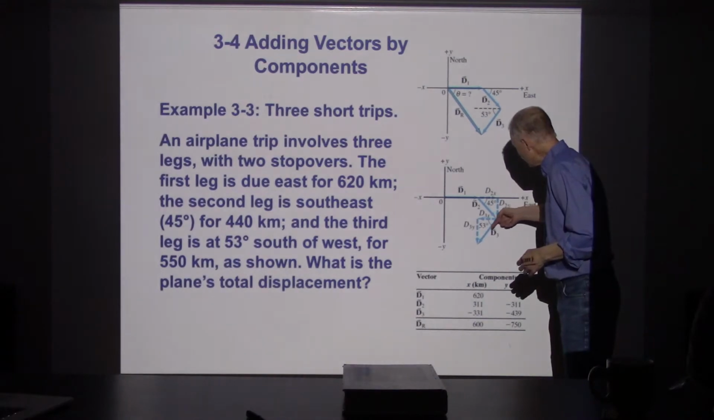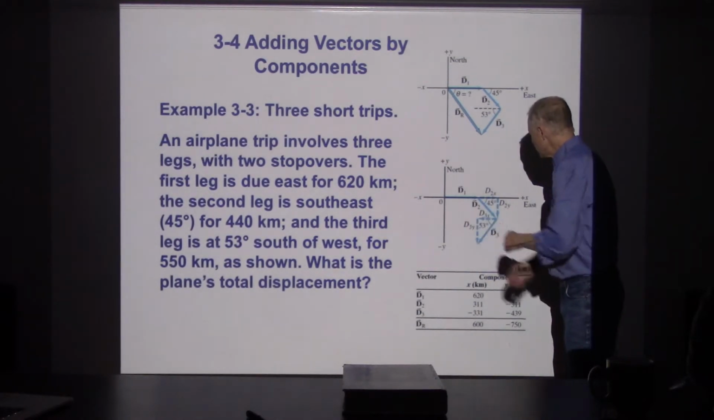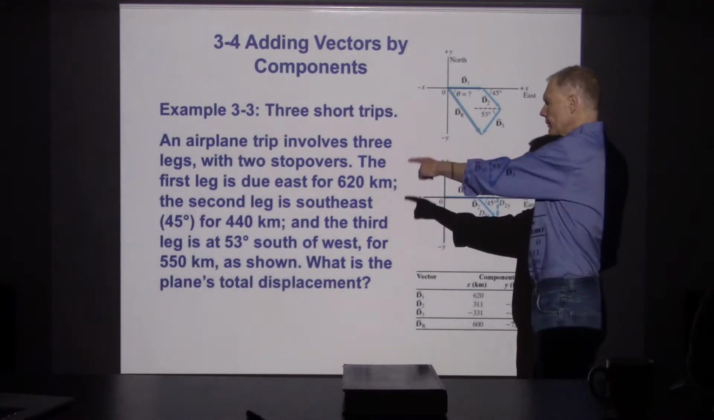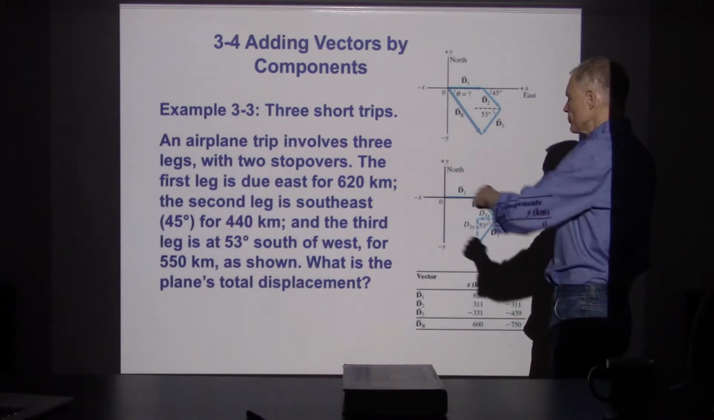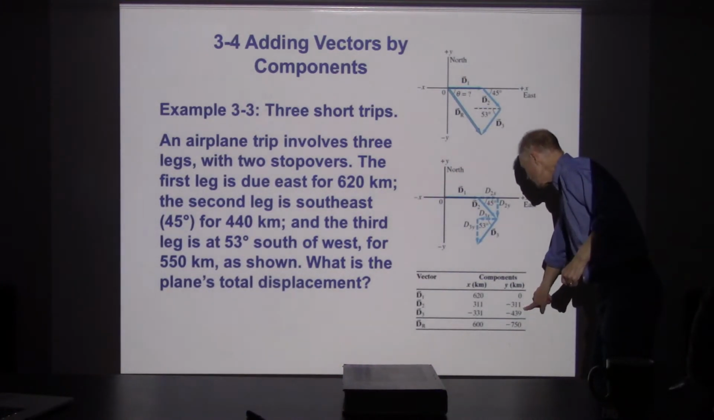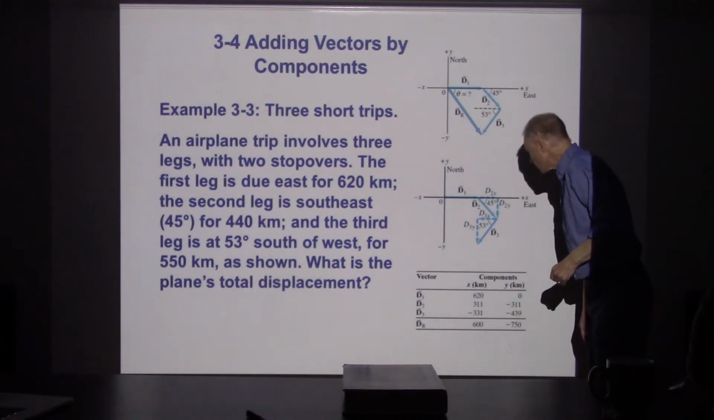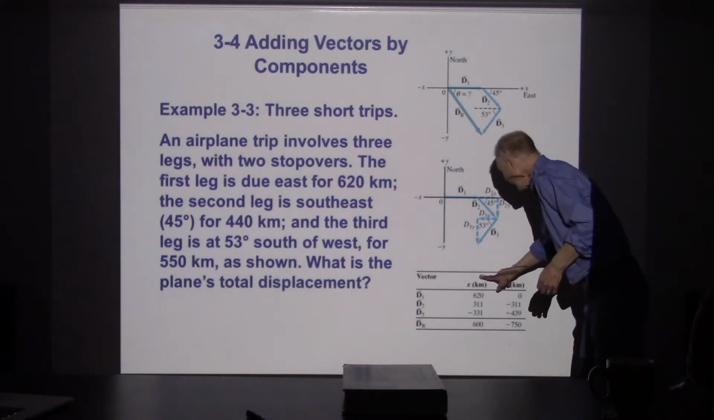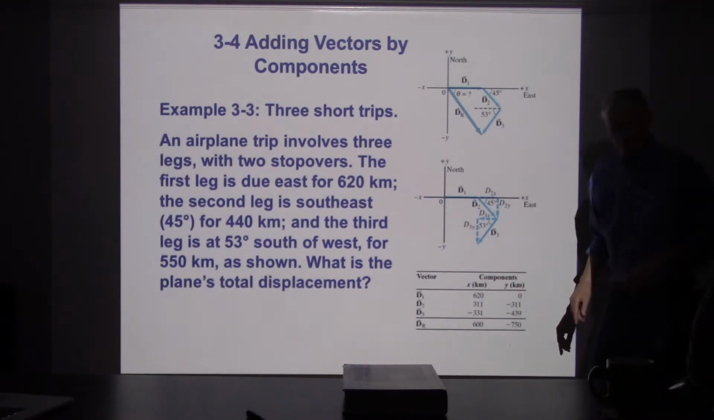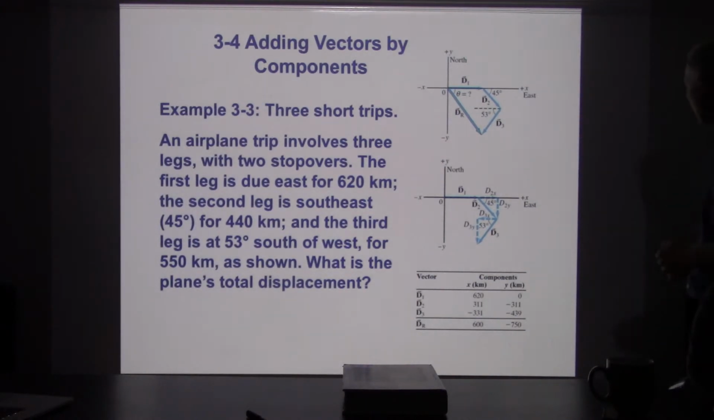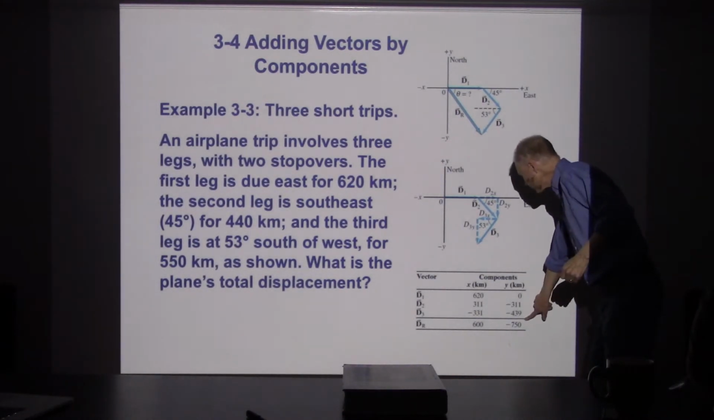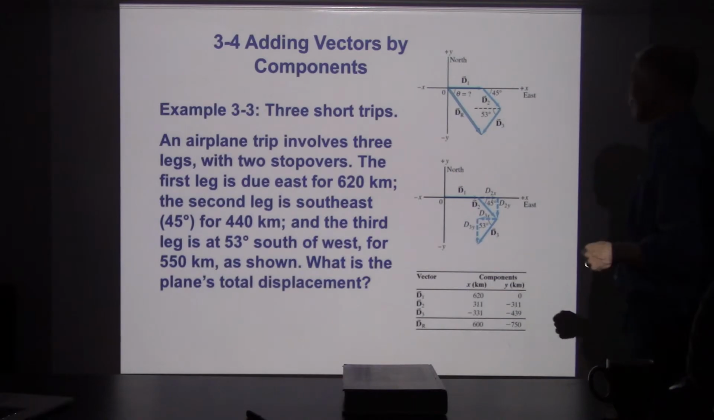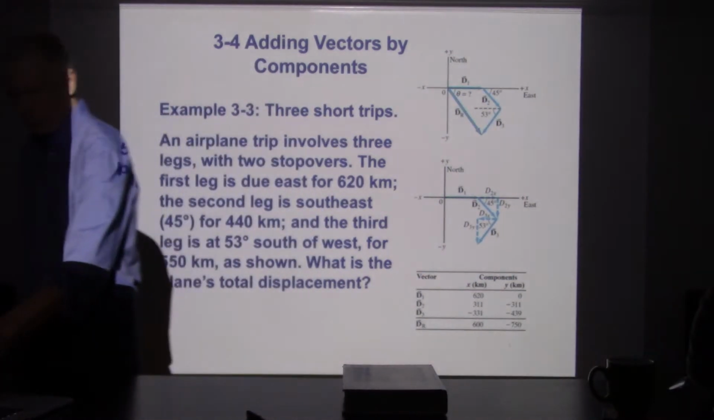And then finally the last displacement was taking me negatively in the x and negatively in the y. I've got to get my calculator out again and take some cosines and sines of 53 to find these components. Then I can add up all the x's, which say that after those 3 separate plane trips, I have moved a total of 600 kilometers in the x direction, and a total of 750 kilometers in the negative y direction. So those are the individual components added together.